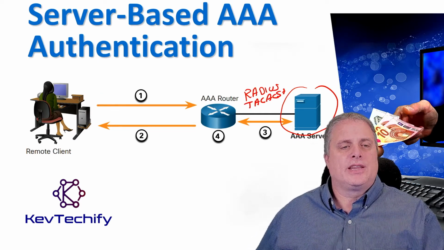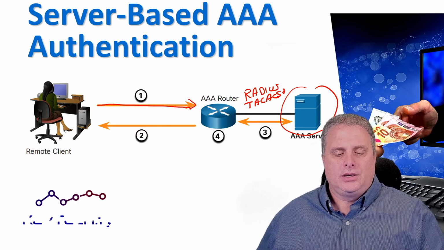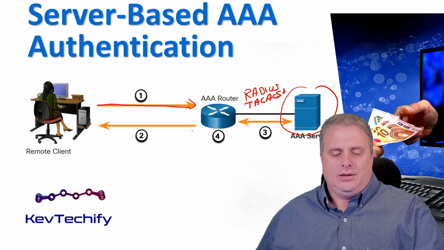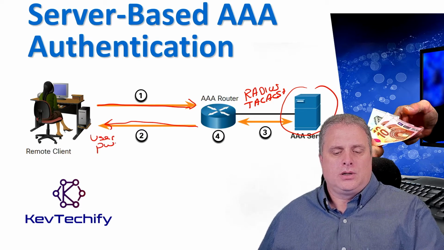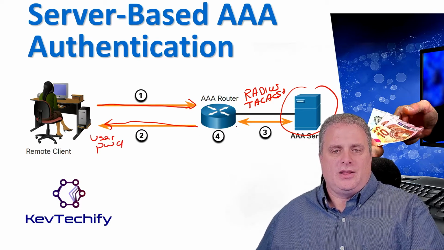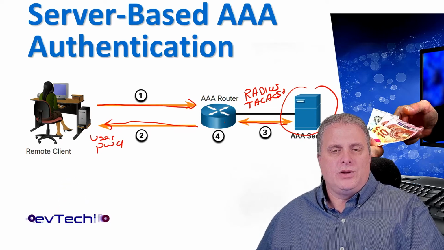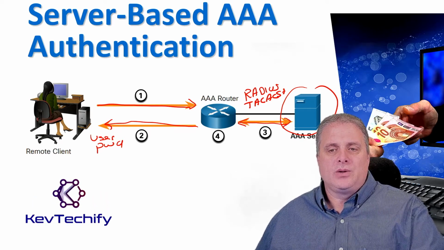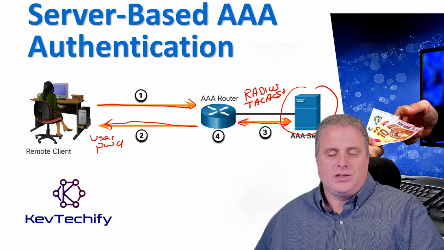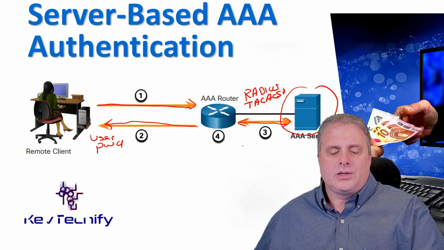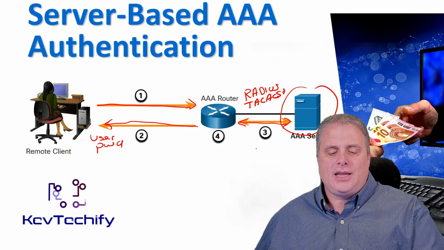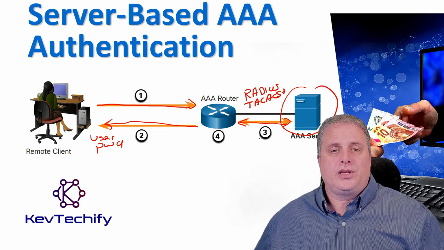How this works here is the client establishes a connection with the router. Then the AAA router prompts the user for a username and password. Now the router got that username and password back. It communicates with the AAA server, either using RADIUS or TACACS. It authenticates the username and password with that AAA server. And then the user is provided with access to the network based on the information in that remote AAA server.